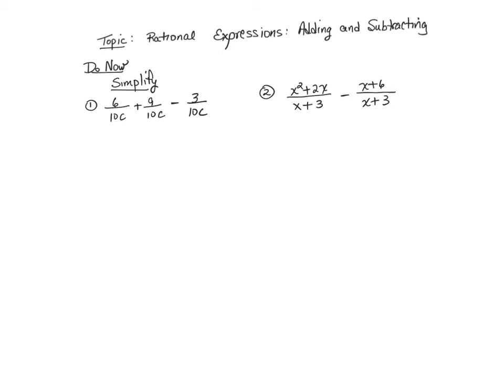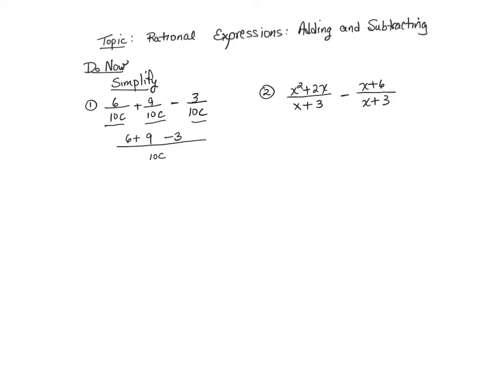Hi everyone. We've learned how to multiply rational expressions, simplify rational expressions, and divide rational expressions. Today we're going to look at how to add and subtract rational expressions. And they work just like numbers. When we have common denominators, the rule is to keep the common denominator and add and subtract the numerators.